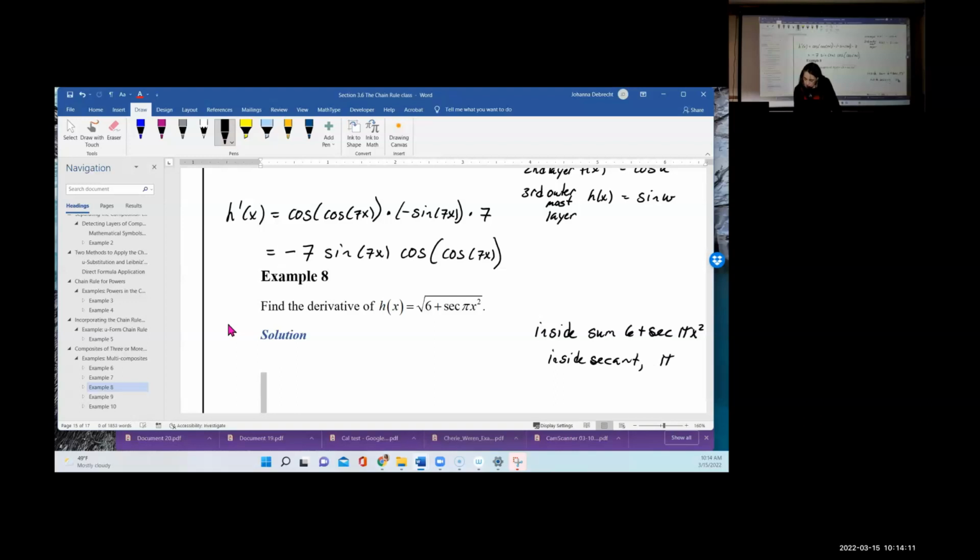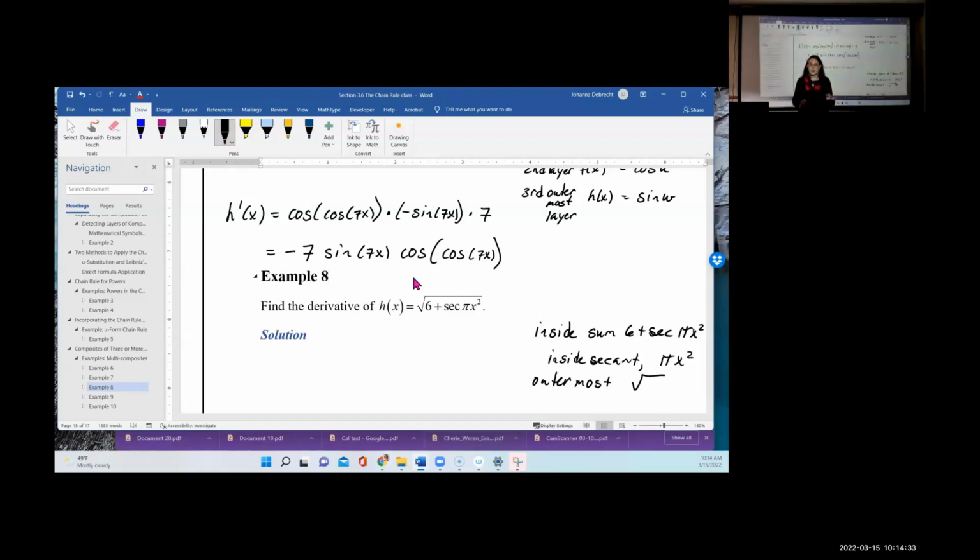We have pi x squared. And the outermost is the square root. So the first thing we have to pull off is the square root. It's the last thing that would be done in the order of operations.